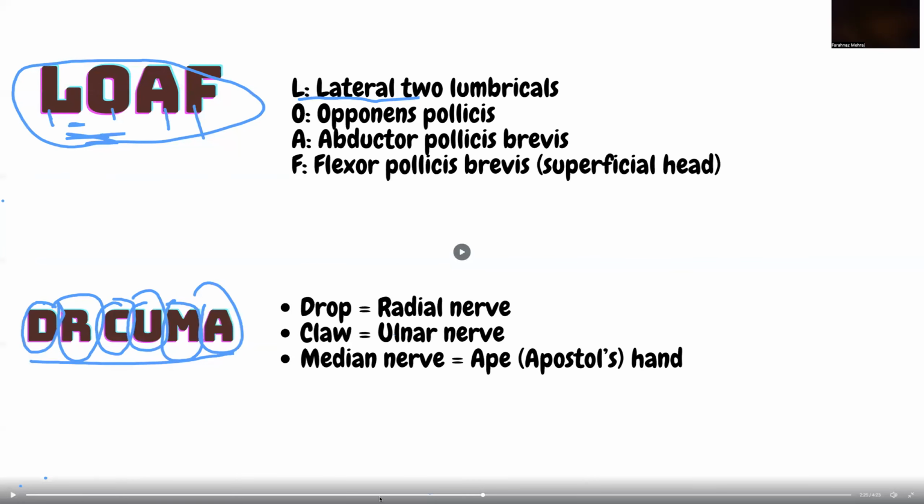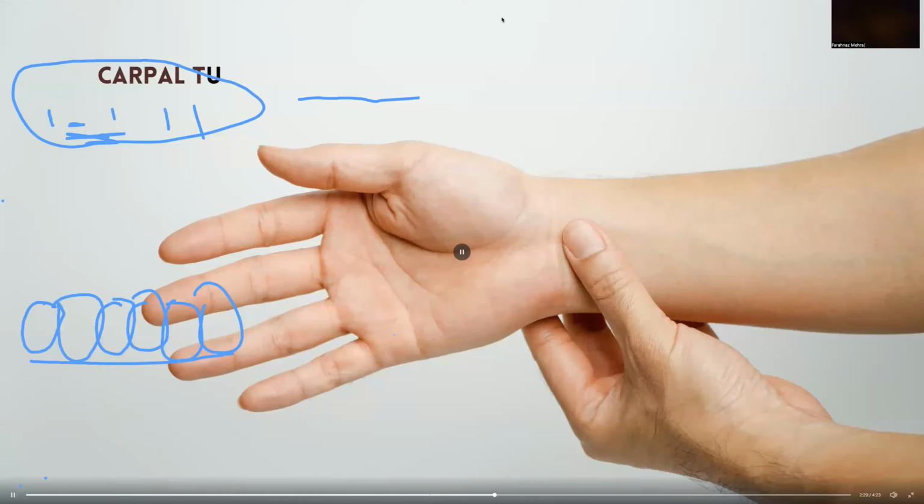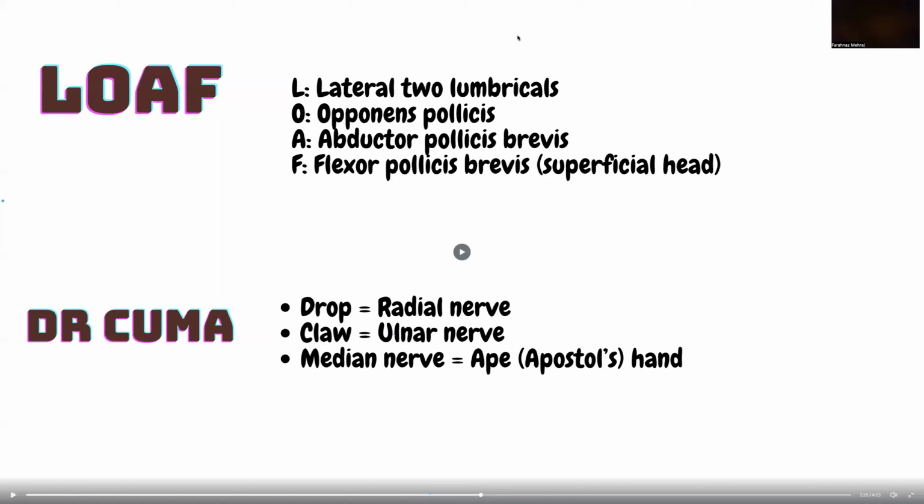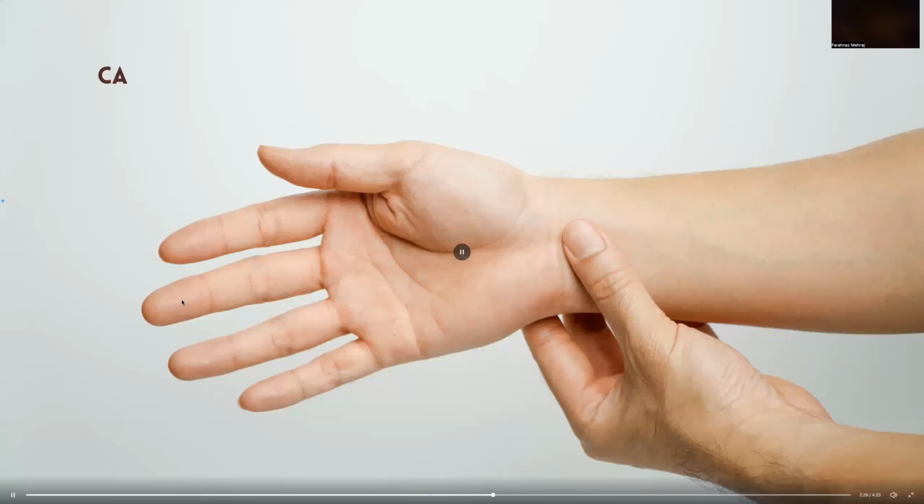So yeah, that's the LOAF and the DCM thing that we have.